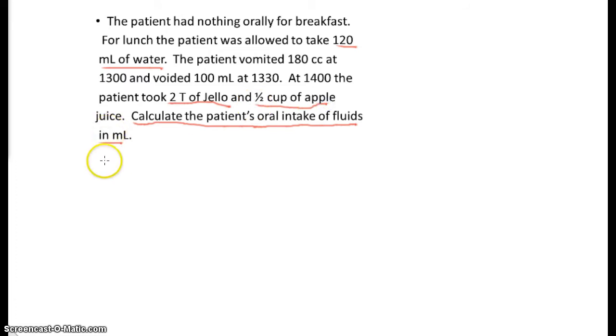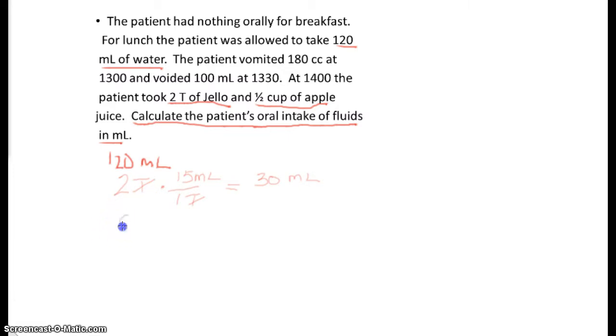So to calculate the intake for this patient, I have 120 milliliters of water. I also have 2 tablespoons of Jell-O, which I need to convert over to milliliters. So I use my household conversions. I know that 1 tablespoon is the same as 15 milliliters. So I set up a little dimensional analysis problem, cancel the tablespoons, and that converts to 30 milliliters of liquid. And then I have the half cup of apple juice.